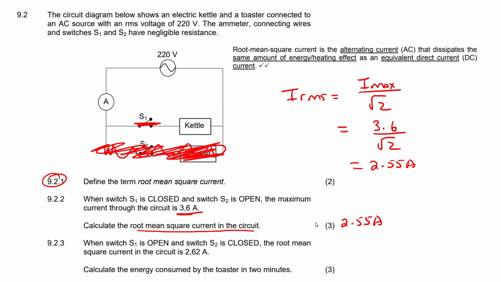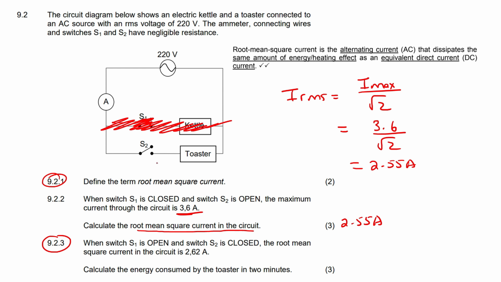2.55 amps. This one says when switch S1 is open but switch S2 is closed. Okay, so now this part is completely invalid. The root mean square current in the circuit is 2.62. Calculate the energy consumed by the toaster in 2 minutes.